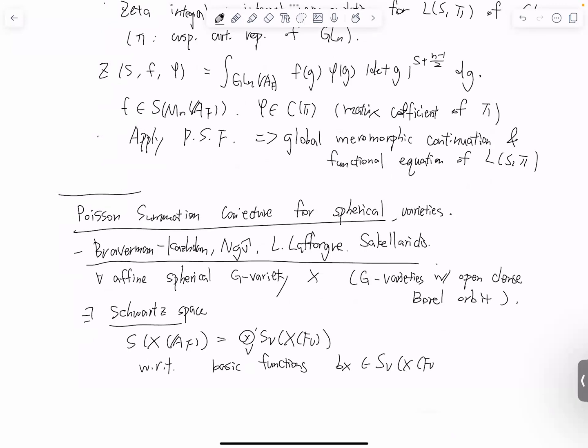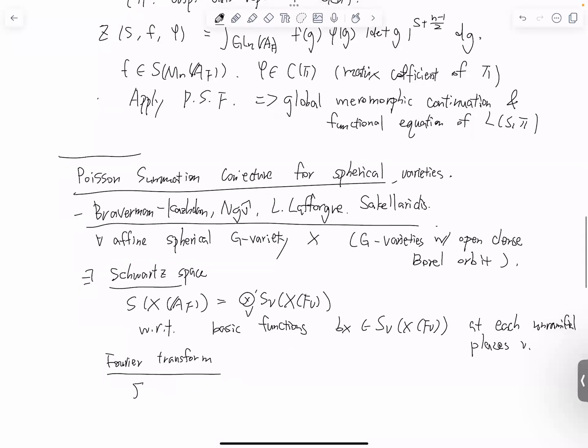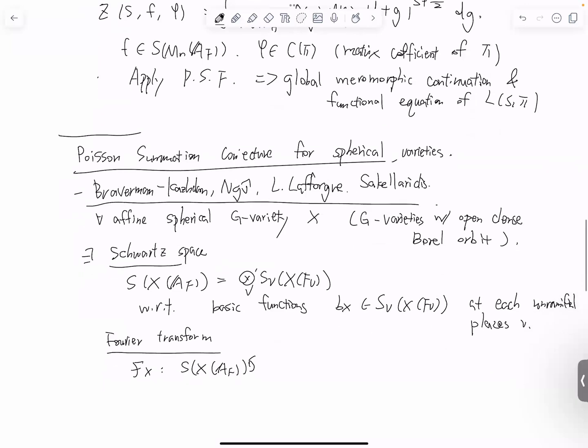at each ramified place v. And also a Fourier transform acting on the Schwartz space to itself. And also a Poisson summation formula.